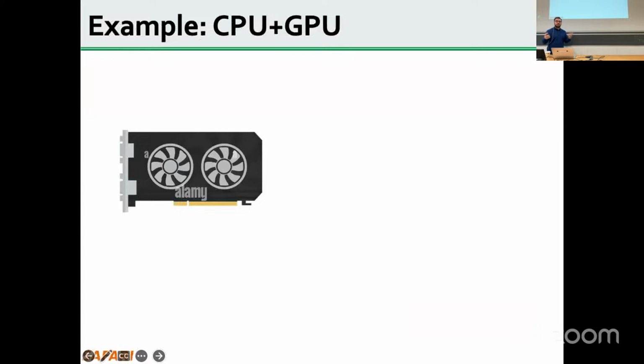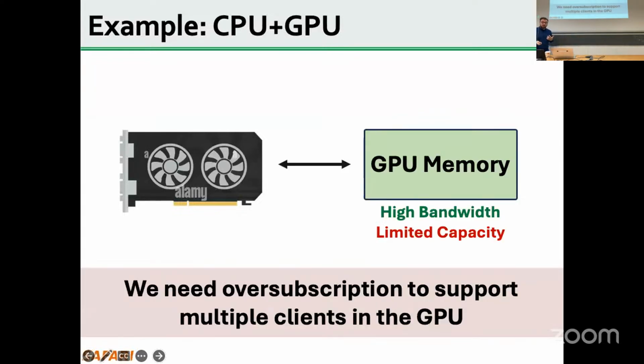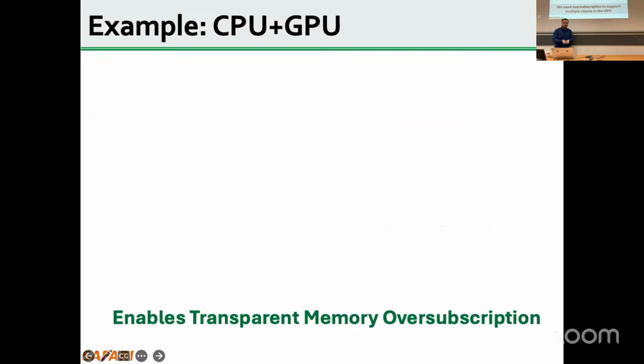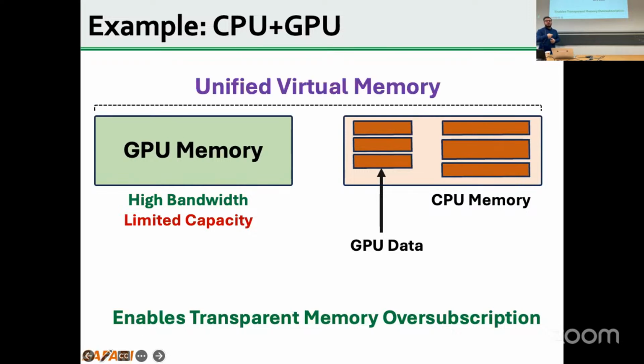An example is the GPU-CPU interactions, right? The GPU has a high bandwidth, limited capacity memory. And to be able to fit more clients inside the GPU, what they're doing right now is they oversubscribe the memory. What does it mean? We place GPU data inside the CPU memory, and we treat those two memories as a unified virtual memory. And this enables basically transparent memory oversubscription.